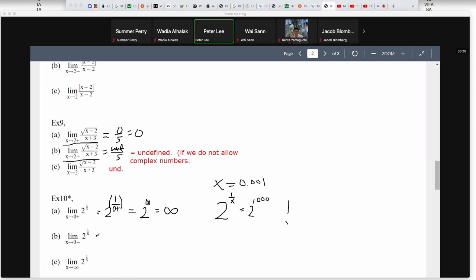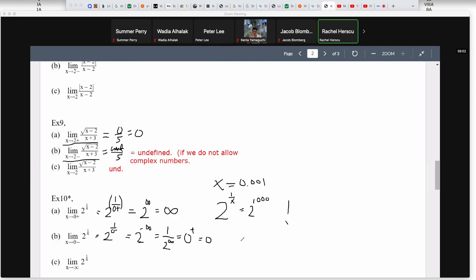Now, what is part B? This is going to be 2 to the 1 over 0 minus. Well, what is that? What is 1 over 0 minus? That's minus infinity. Now, what is 2 to the minus infinity? Not negative infinity, and 2 to the minus is not 0. It's equal to 1 over 2 to the infinity. What is that? This is actually equal to 0.